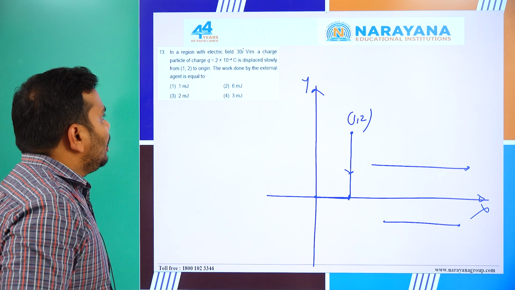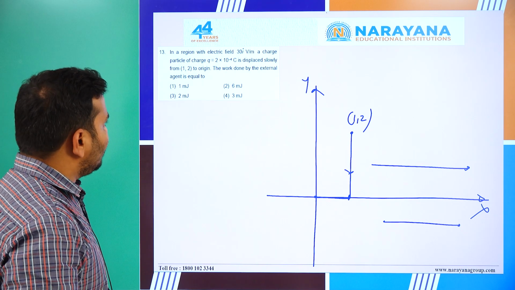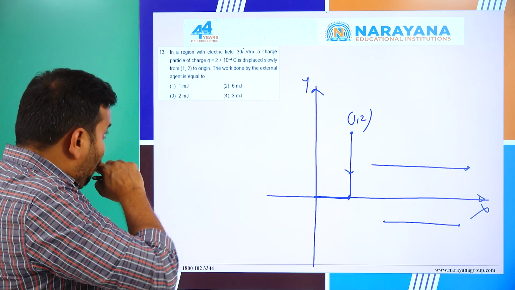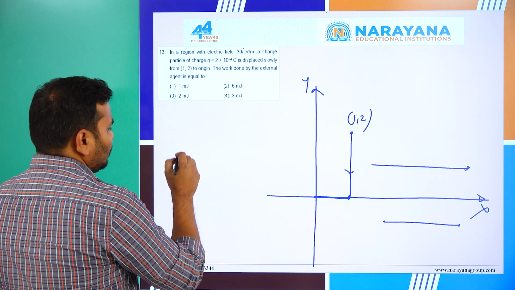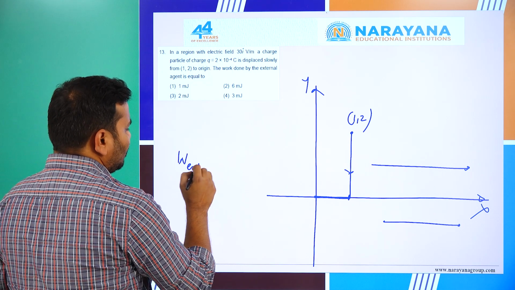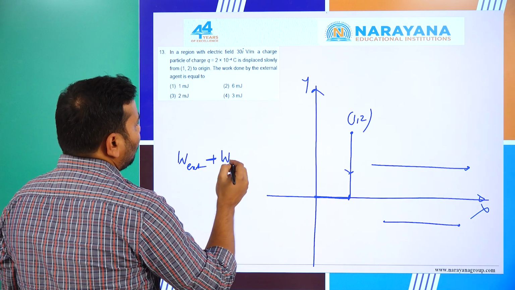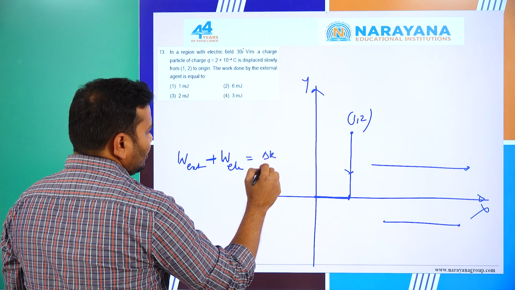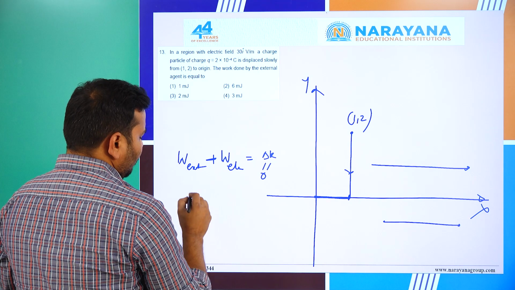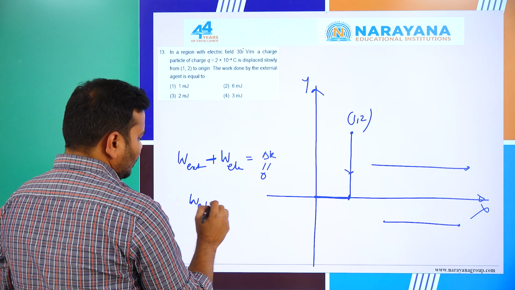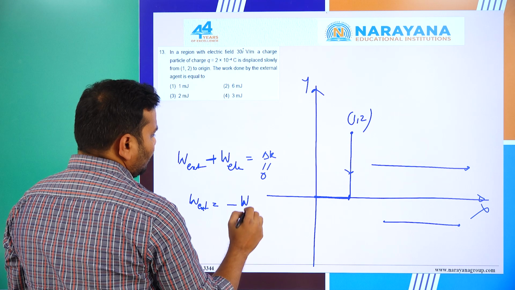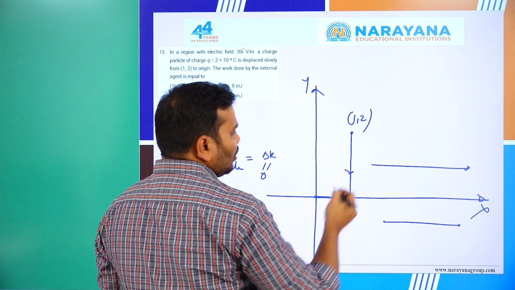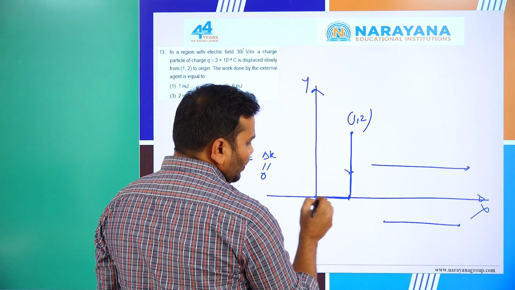So now, here the work done by the external agent is... one more thing, while the charge is moved in this way, fine, you can directly write that as the charge is moved, work done by the external agent plus work done by the electrostatic force is equal to delta K. So delta K is equal to 0, and work done by the external agent is simply the negative of work done by the electrostatic force, right?